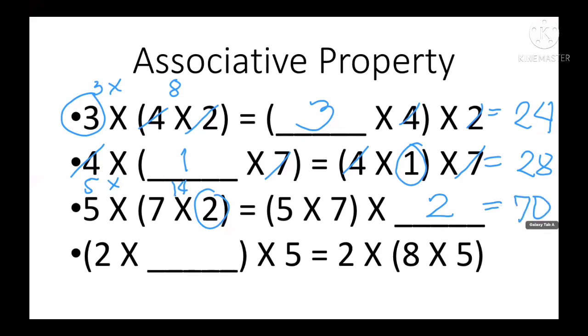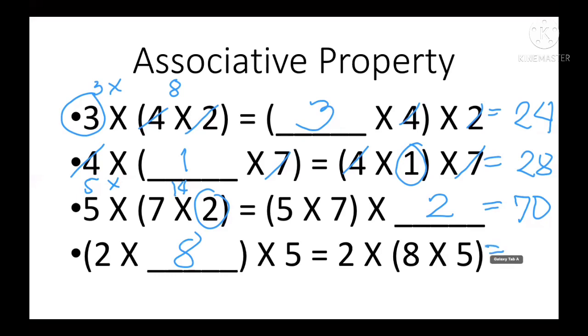And the last one, 2 times blank times 5 equals 2 times 8 times 5. So what will be the answer on the blank? Very good. It's 8, right? It's because 8 is the only number that has no partner.